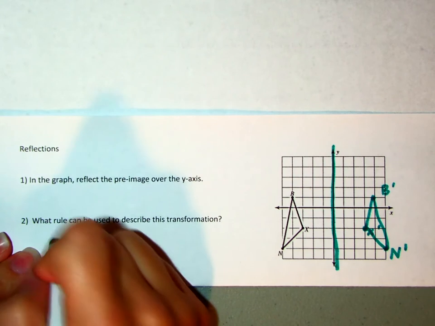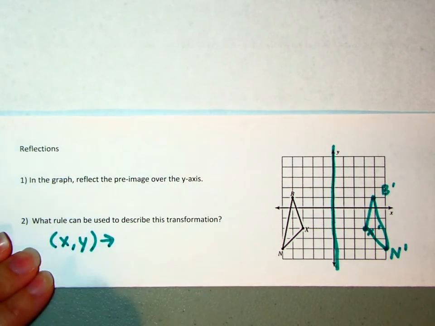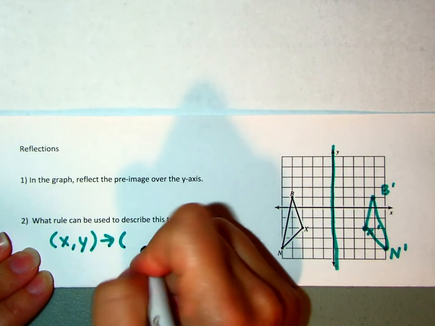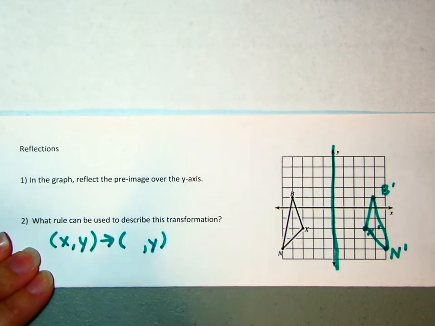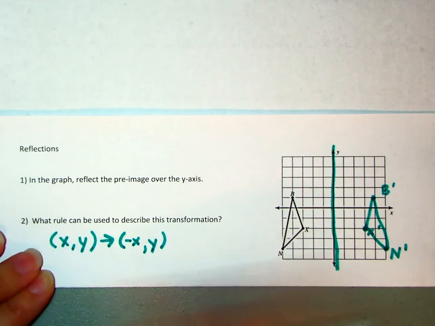When we do a rule, basically you're going to start with your x comma y, and it's going to change. When you do a reflection over the y-axis, the y will stay the same. It was the x that went opposite in value, and there is your rule.